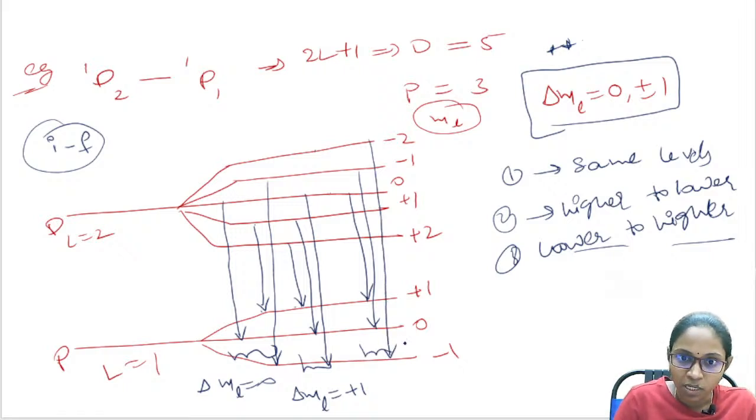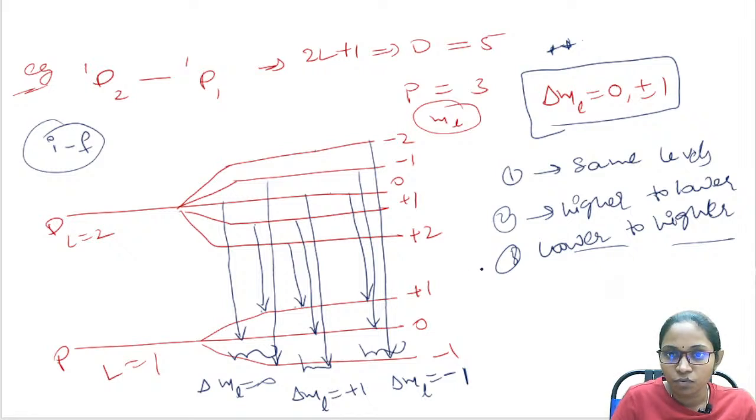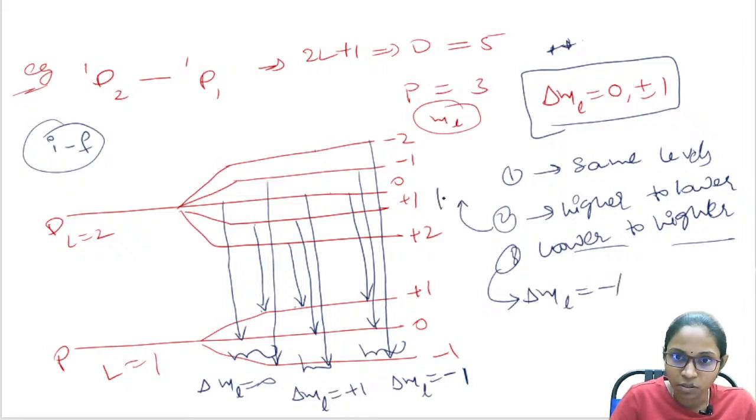From lower to higher levels, delta ml values will be minus 1. So if you draw the transition line from lower to higher level, the delta ml value will be minus 1. From higher to lower values, delta ml value will be plus 1. Same levels, delta ml value will be equal to 0. This is a trick to draw the transition lines.